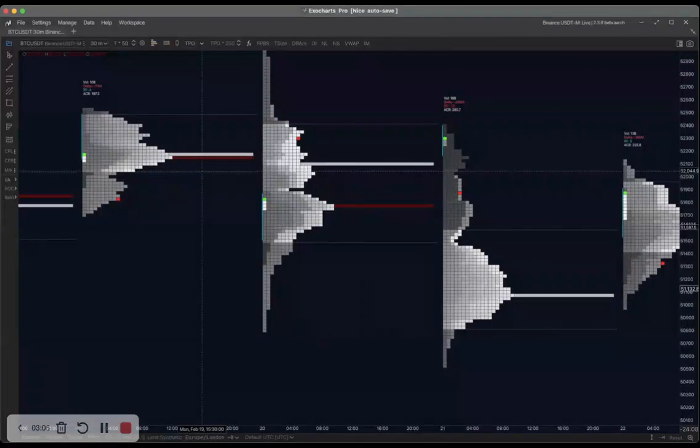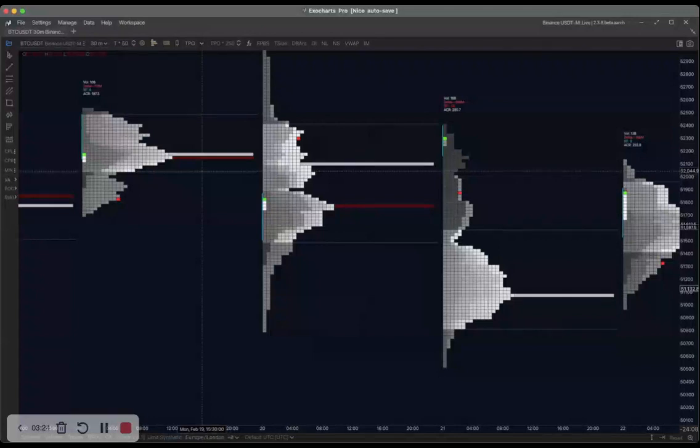So what we're trying to do here is find places where price hasn't spent a lot of time. We can identify this super easily in two ways. One, we're looking for low time pockets. A low time pocket.